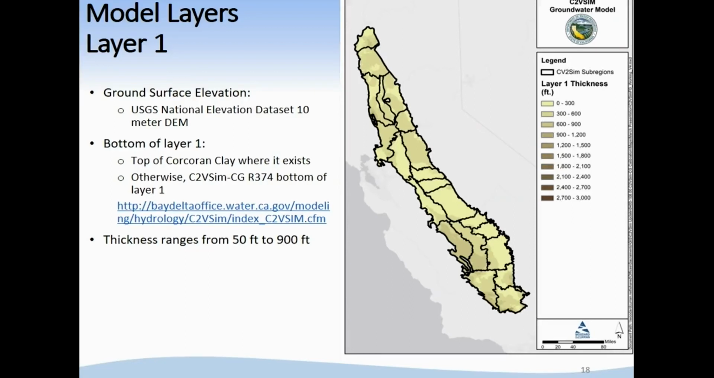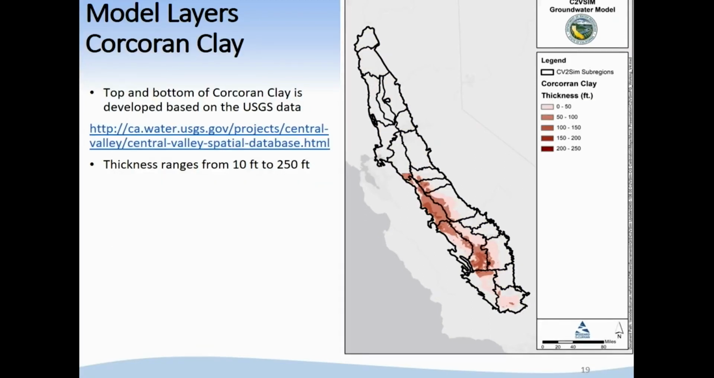Right underneath that, we define layer 1. The bottom of layer 1 is either defined by the bottom of Corcoran clay in the San Joaquin and Tulare basins, or by the C2VSim coast grid model. The thickness of layer 1 ranges from 50 feet to 900 feet, and as we go towards the San Joaquin Valley and Tulare Basin, it gets a little thicker. The Corcoran clay represents the confined clay layers in the San Joaquin and Tulare basins. We use the information available from USGS to delineate Corcoran clay in the model, and its thickness ranges from 10 feet to 250 feet.